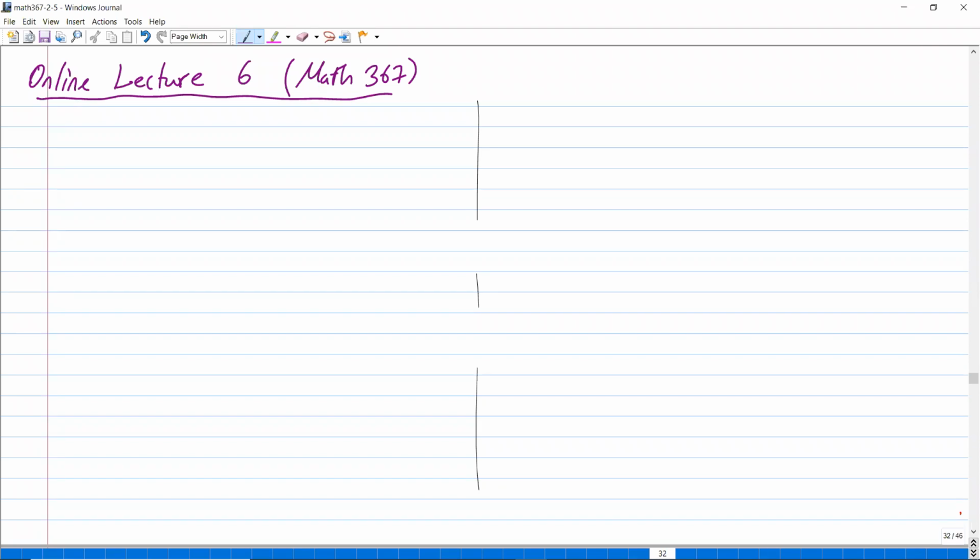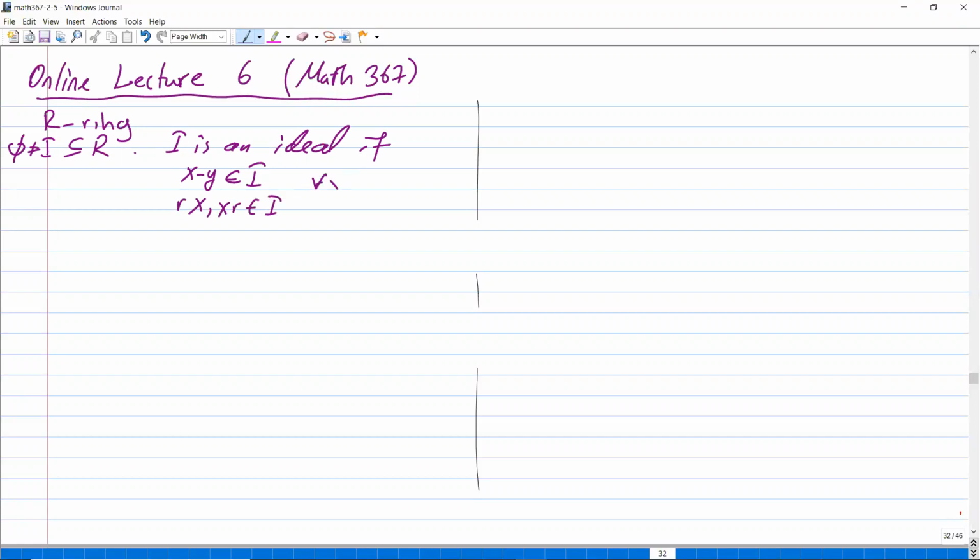Okay, today I will continue with ideals. Let's remember what an ideal is. If R is a ring and I is a non-empty subset of R, then I is an ideal if x minus y is in I and r times x, x times r are in I for all x, y in I and for all r in R. So that was the definition of an ideal.